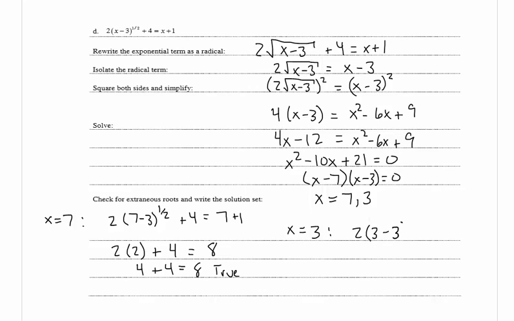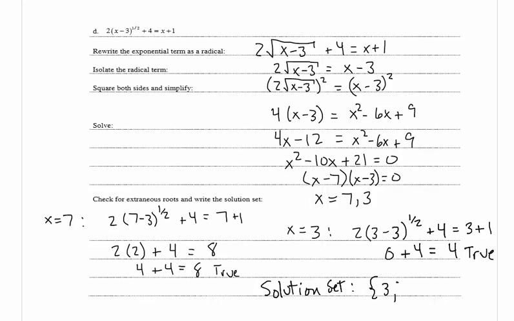And if we want to check x is equal to 3, we have 2 times (3 minus 3) to the 1/2 plus 4 is equal to 3 plus 1. And we have 3 minus 3 is 0. 0 to the 1/2 is 0. And anything times 0 is 0. So we have 0 plus 4 is equal to 4. And this is true. So x is equal to 3 is also part of the solution set. So our solution set is 3 and 7.